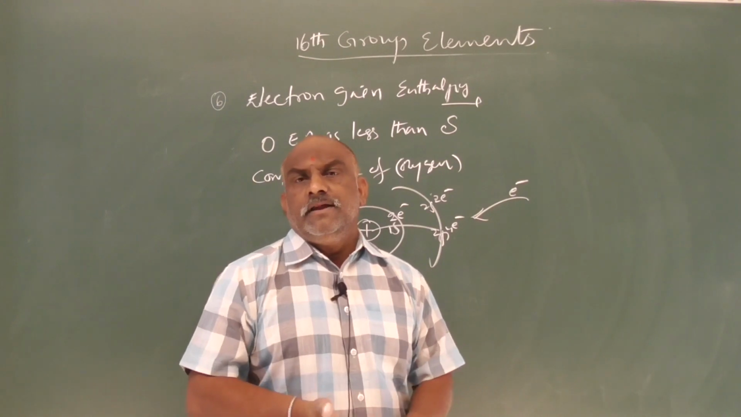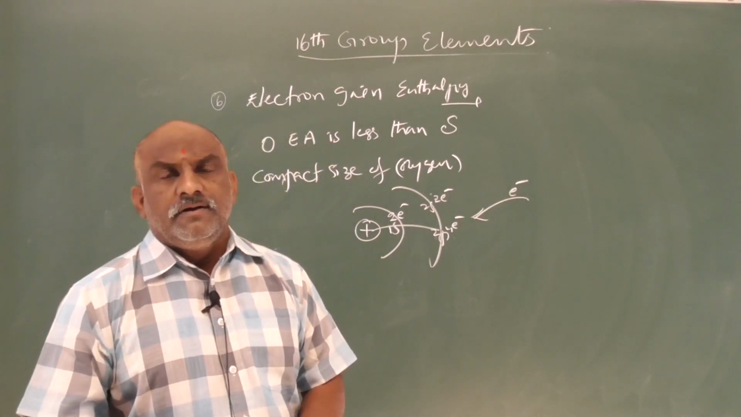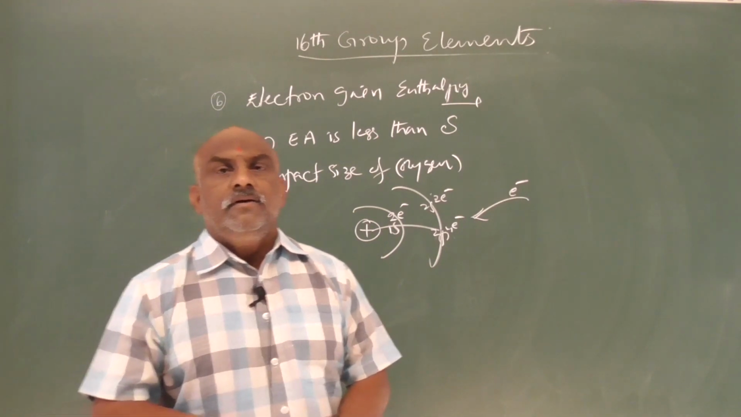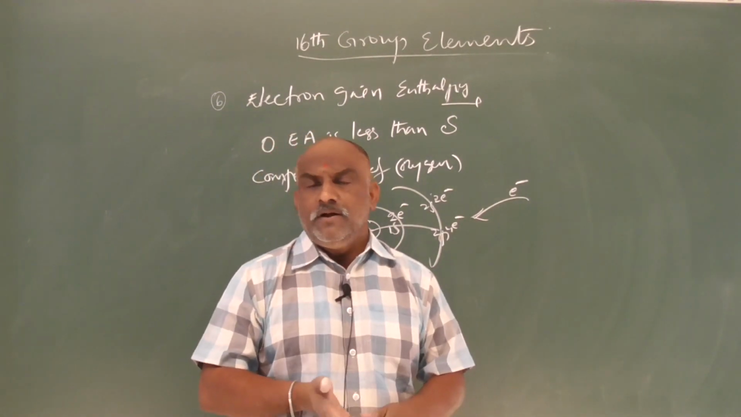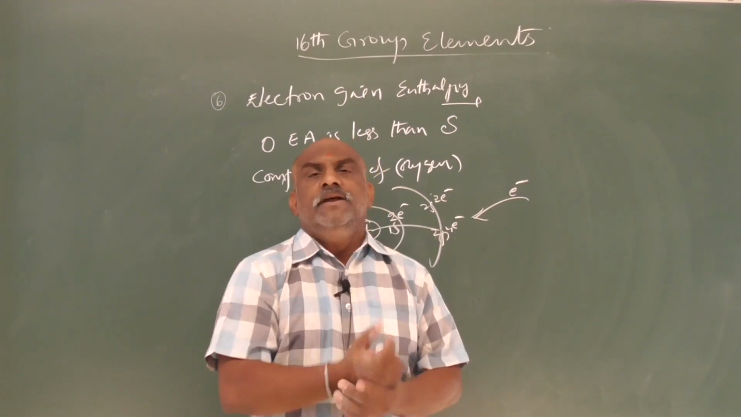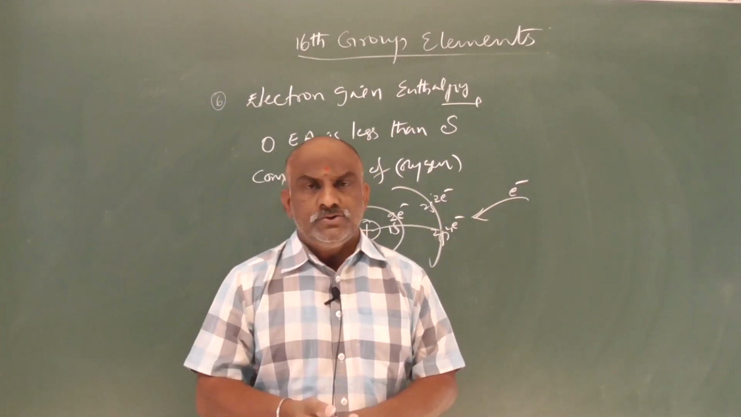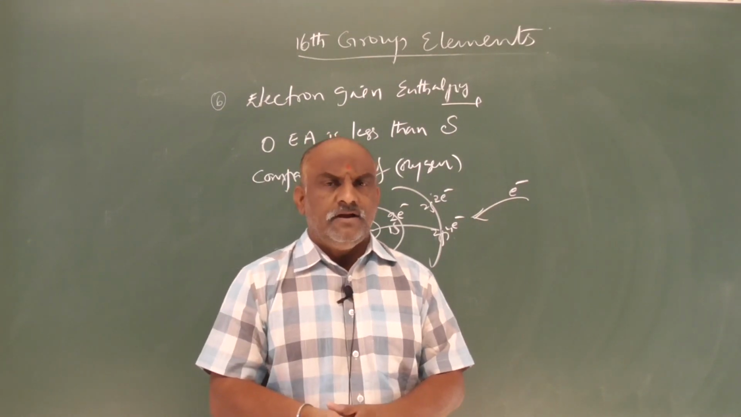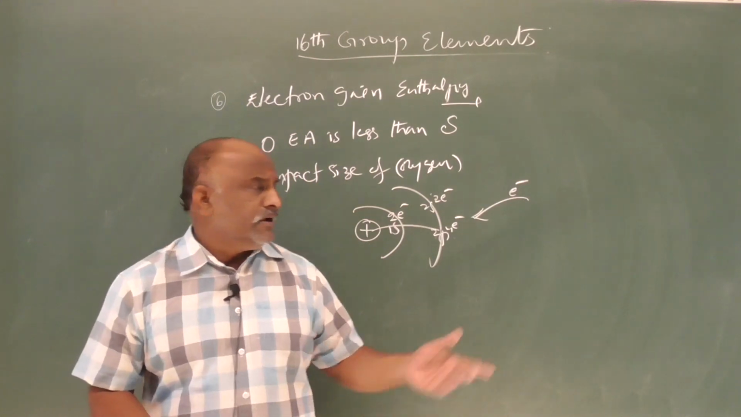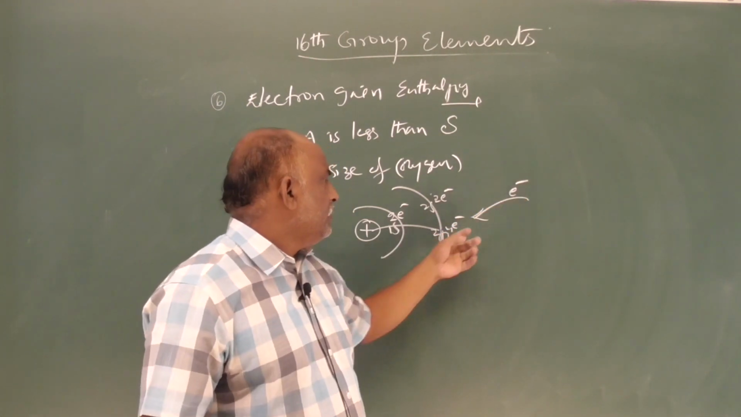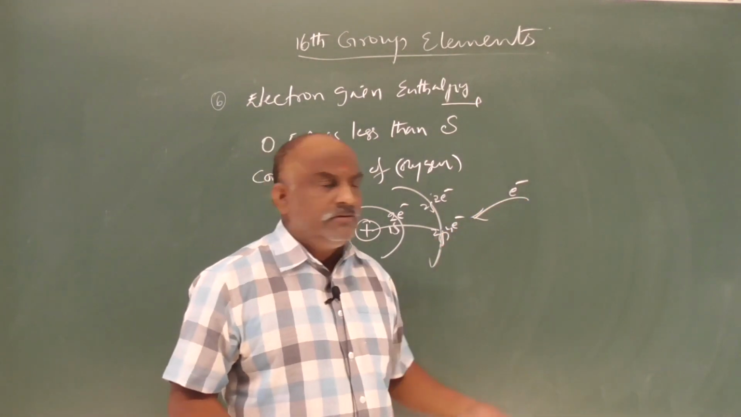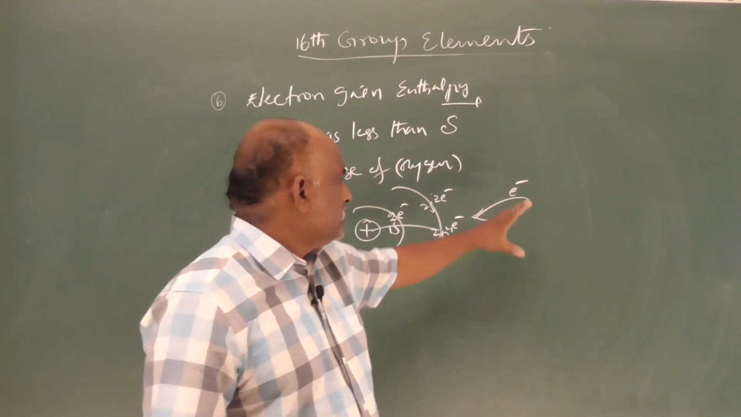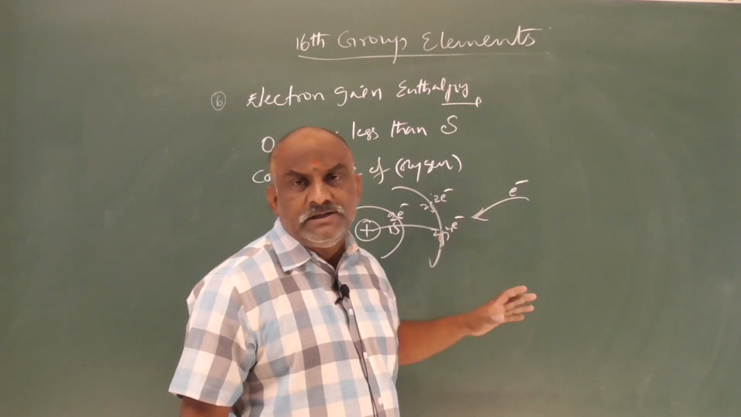Generally, are electron gain enthalpies exothermic or endothermic? Exothermic, meaning we observe negative values. Ionization potentials are endothermic because we require some energy to remove an electron from the outermost shell. The opposite of ionization enthalpy is electron gain enthalpy, which is exothermic. But here, while adding an electron to the outermost configuration, we have to face some problem. What will be the problem? Some repulsions.